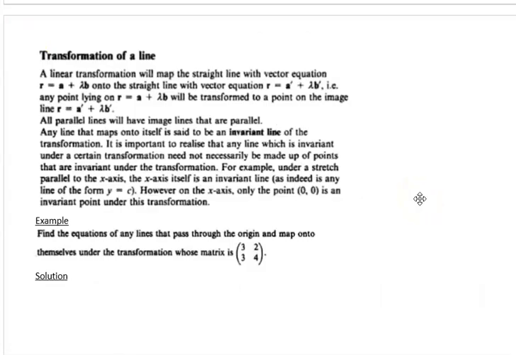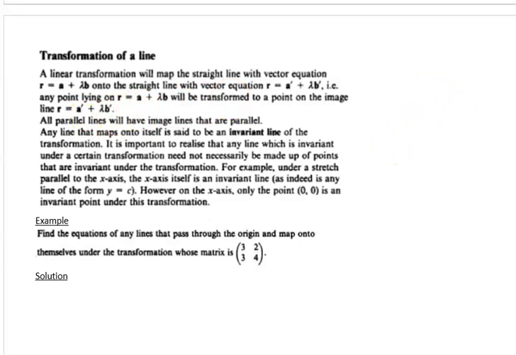Next we're going to look at transformations of a line. A linear transformation will map a straight line with vector equation r is equal to a plus lambda b onto the straight line with vector equation r is equal to a dash plus lambda b dash. Any point lying on the line a plus lambda b will be transformed to a point on the image line r is equal to a dash plus lambda b dash.